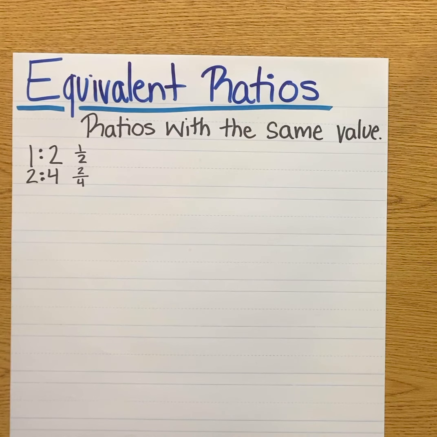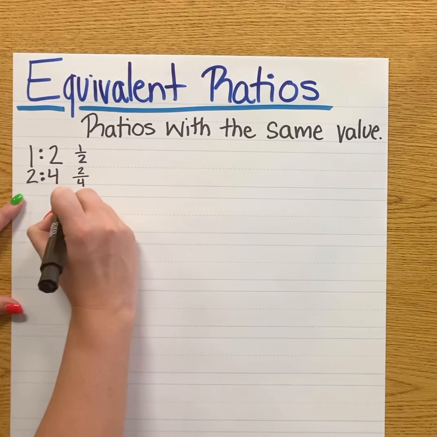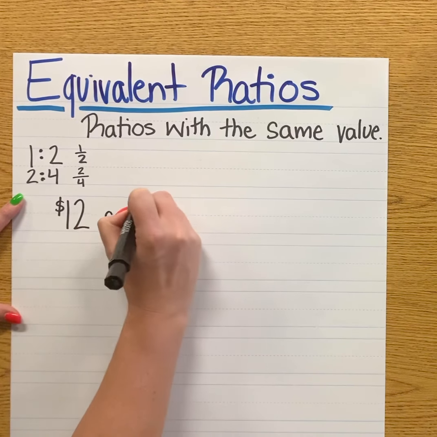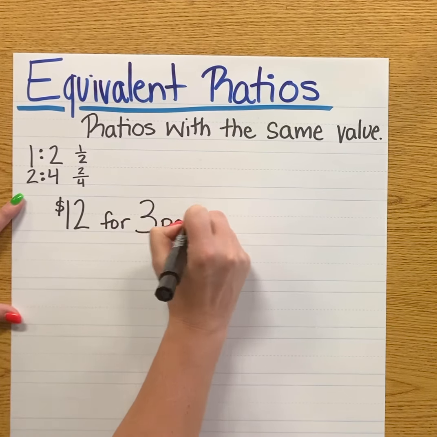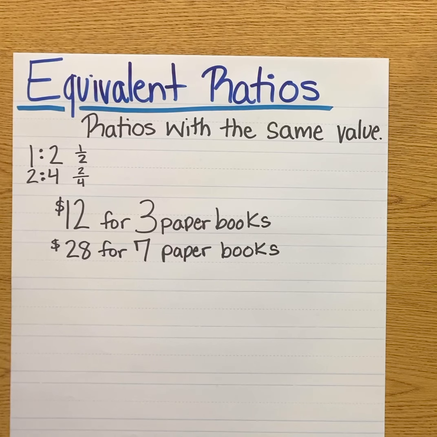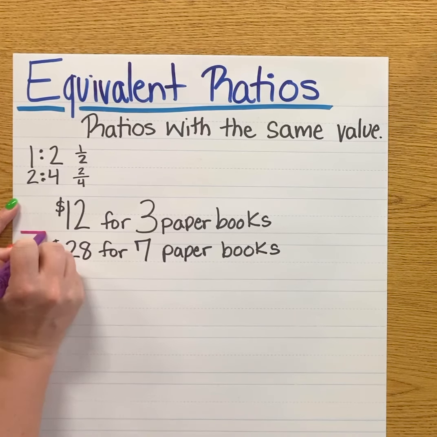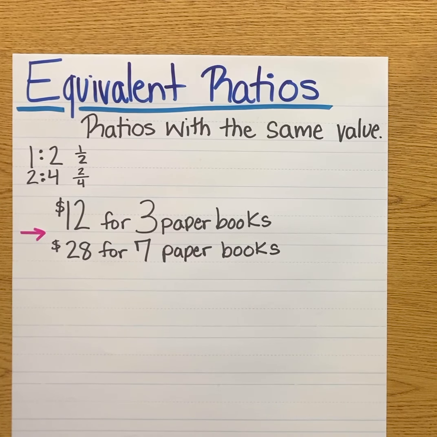Okay, so let's use the example of $12 for 3 paper books. And we want to know if that is the same or equivalent to $28 for 7 paper books. Okay, so we have 2 specials going on and we need to know if they are the same. Am I going to get a better deal if I do the $12 one or the $28 one? So I am going to set these up both as fractions.